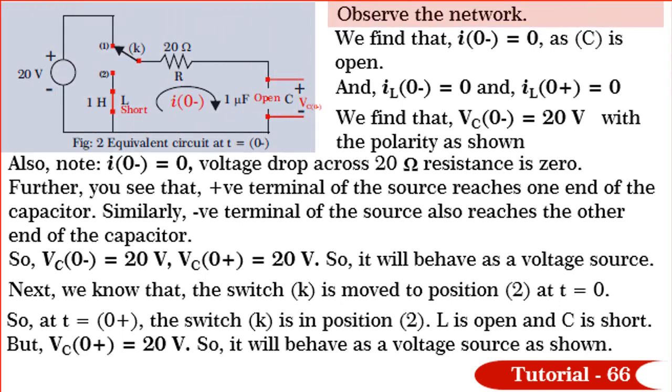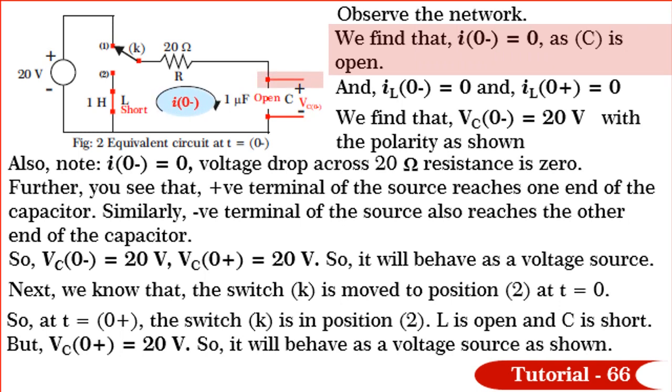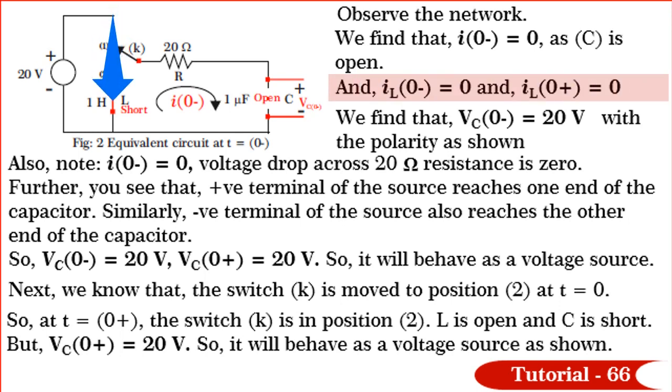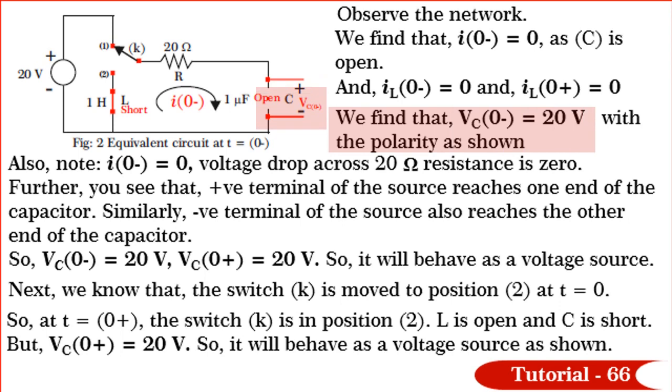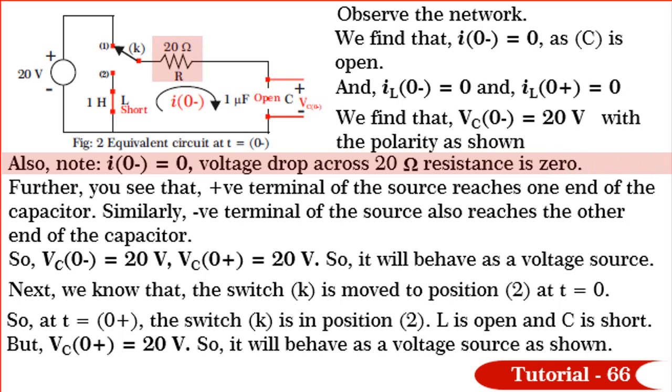Friends, observe the network. We find that I(0-) is equal to 0 as C is open, and also observe that IL(0-) is equal to 0 as the branch is open. So, IL(0+) also is equal to 0. But what about VC(0-)? We find that VC(0-) is equal to 20 volts with the polarity shown. Also note that the voltage drop across the 20 ohm resistance is 0 as I(0-) is equal to 0.